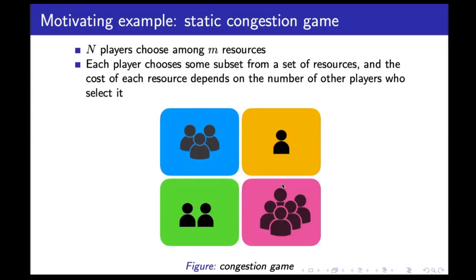Okay, so let's start from a simple motivating example. Now we consider a case where, for example, there are 4 resources, 4 facilities, and a group of players trying to choose several resources. Each player can choose some subset of these resources, and the cost of using each resource depends on how many other players are using it. So you can think of that as a congestion game. If there are many players here, you probably will have a bad utility in some sense. That's why it's called a congestion game.